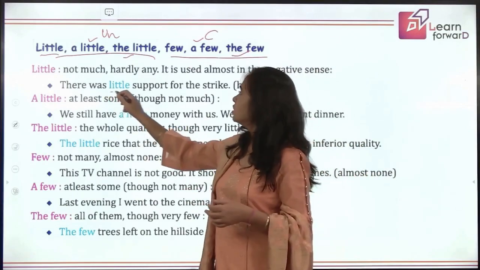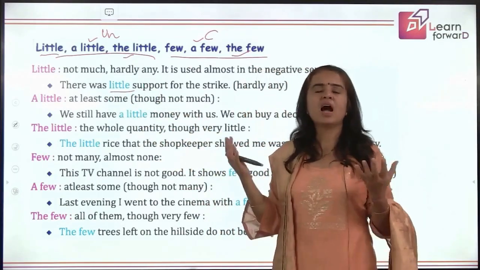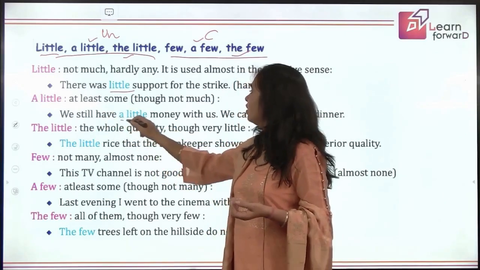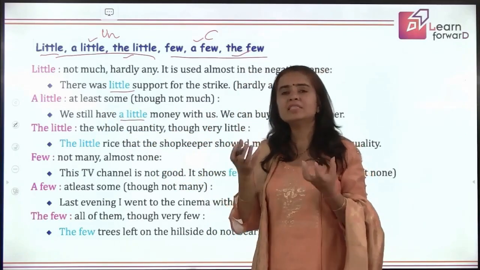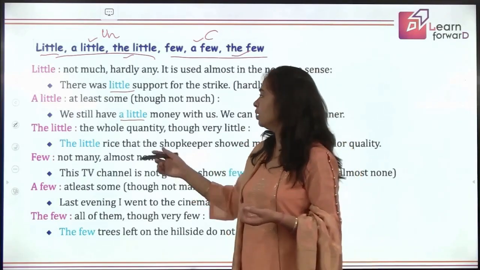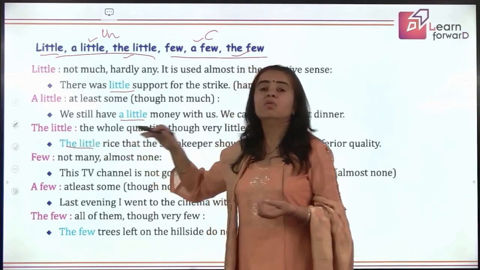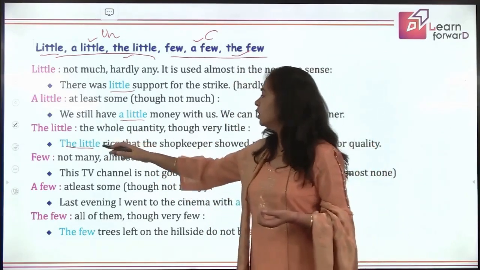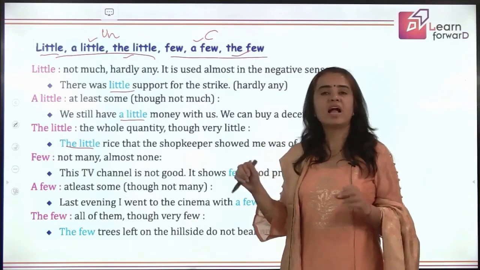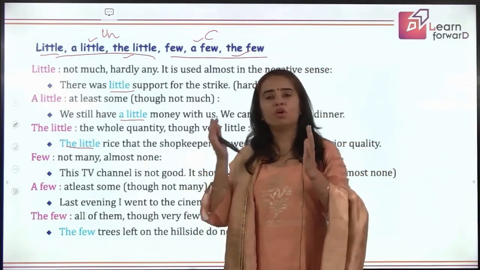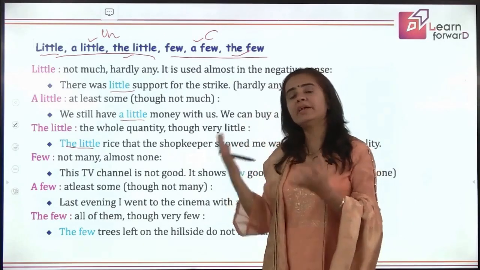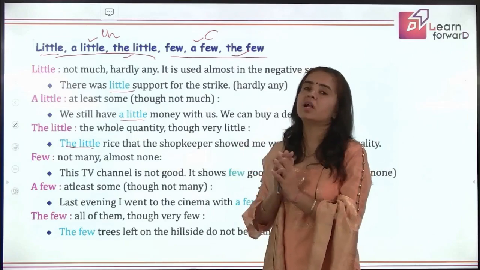Like there was little support for the strike, that means hardly anybody supported. At least somebody supported, we still have a little money with us. That means at least this much is there that we can fulfill whatever we want to do with money. And the little means whatever is done, it is done to all. So the little rice that the shopkeeper showed me was of an inferior quality. That means he already had no rice. Whatever little quantity was there, it was not good enough, right? So the entire whatever quantity was there, we are talking about it.